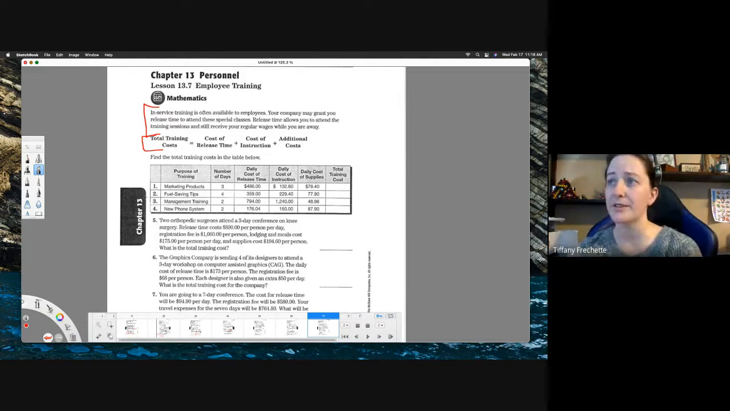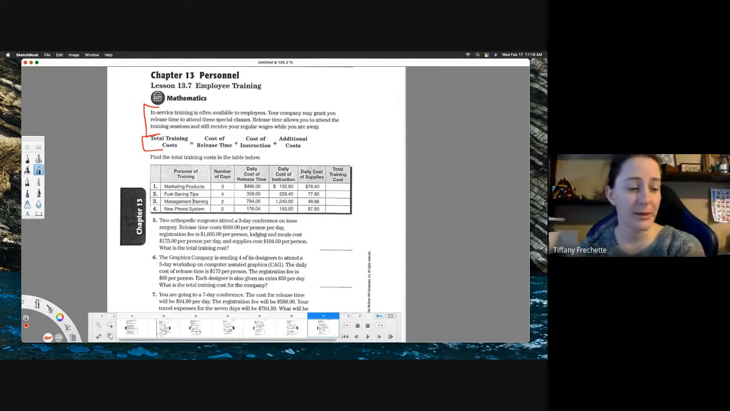So we first are going to fill out this table, and we have the number of days, the purpose of the training, so it just gives us a little bit of context here, what are they being trained for? And we have a daily cost of release, so this is how much this employee would have been making that day. And then daily cost of instruction, so this is how much the conference or the training costs. And then daily cost of supplies. Some of the training may have extra supplies, or they may be charging for lunches, or something along those lines. So these are just the daily costs that go with it.